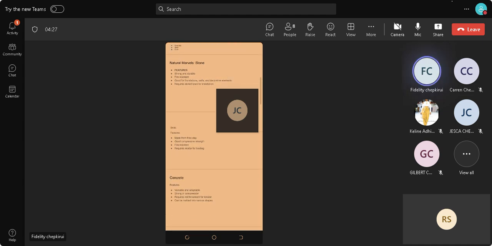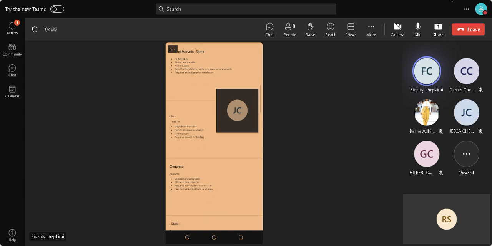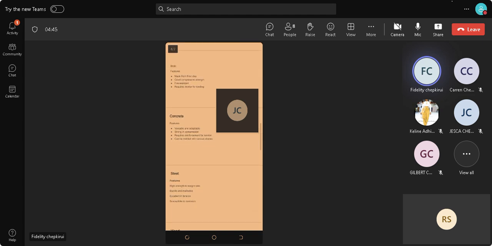Those were the features of stones. That is, they are strong and durable, which means they can last longer. They are fire resistant, which means they can resist the fire. And also, we can use them when we are building our foundations, and that requires skilled labor personnel. Next, we are going to look at the properties of bricks, and I'll request Judith to take us through.